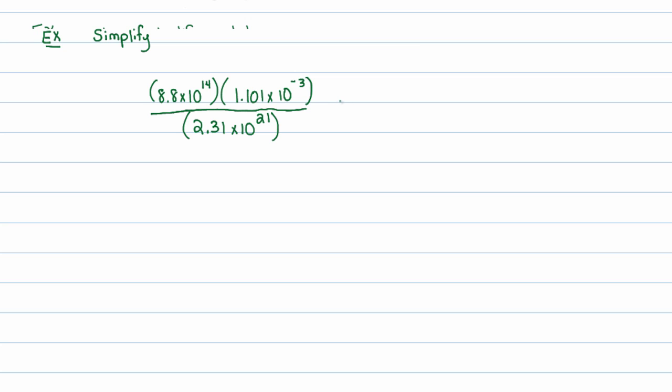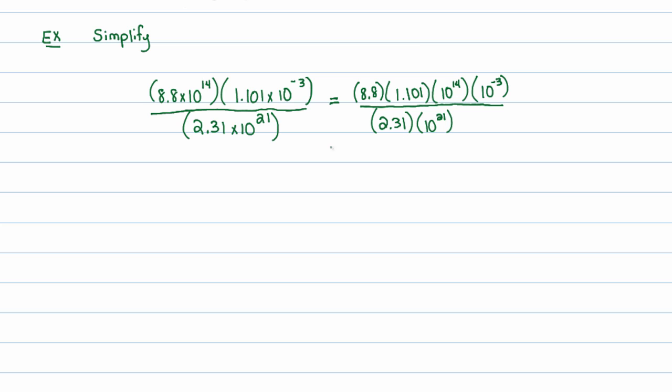Now one thing I need to note here, I need you to recall the commutative property of multiplication, which means I need you to recall the fact that multiplication can occur in any order you want. So I'm going to rearrange this multiplication to say 8.8 times 1.101 times 10 to the 14th times 10 to the negative 3rd, all over 2.31 times 10 to the 21st. Now, I'm just replacing these x notation with parentheses. It all means the same thing.